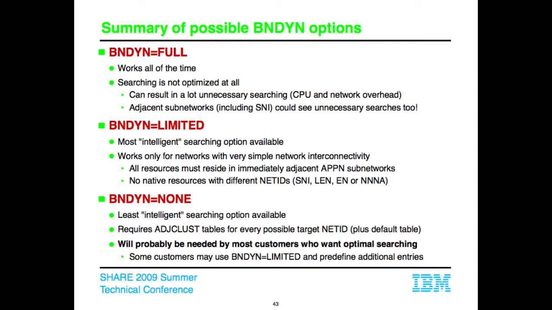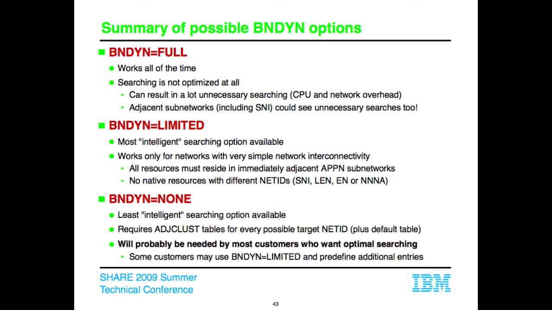Okay, so summary of the possible BN options now. Border node dynamics equals full works all of the time. If you're ever having a problem reaching somebody, flip this on and it should work all of the time. Notice that searching is not going to be optimized. It can result in a lot of unnecessary CPU in your network. It can also cause you to send searches into adjacent customer networks that shouldn't belong there, and so they may eventually call you up and say, what are you doing sending the search into my network? So in general it works great, but you cannot possibly optimize it.